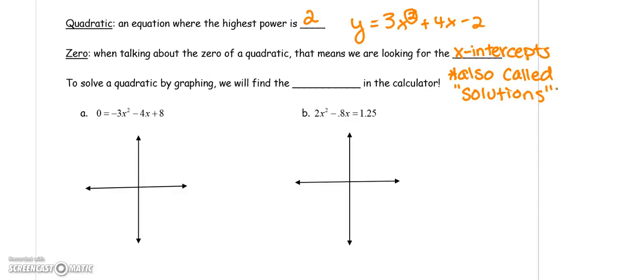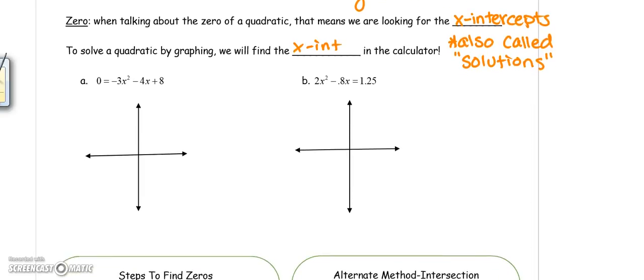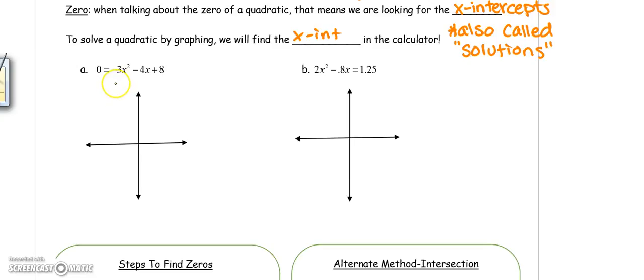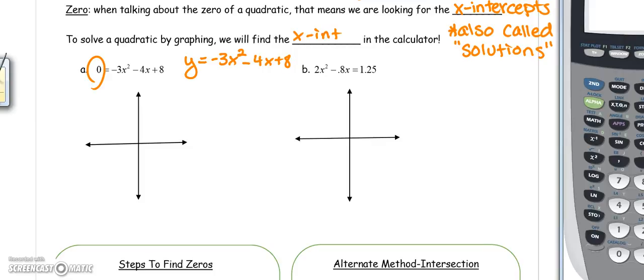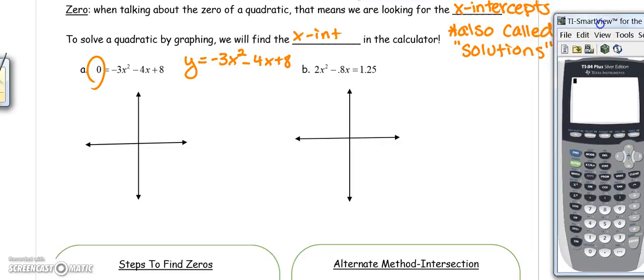So when we want to solve by graphing, we are going to be finding the x-intercepts in the calculator. So if we look at this first one here, we have 0 equals negative 3x squared minus 4x plus 8. So once it's already equal to 0, that means we can treat it like the equation y equals negative 3x squared minus 4x plus 8. We can graph it and find the x-intercepts, and those will be our solutions. So let me pull the calculator in here.